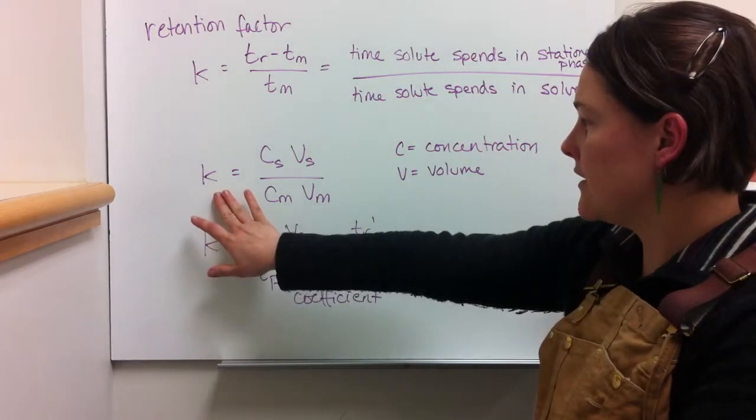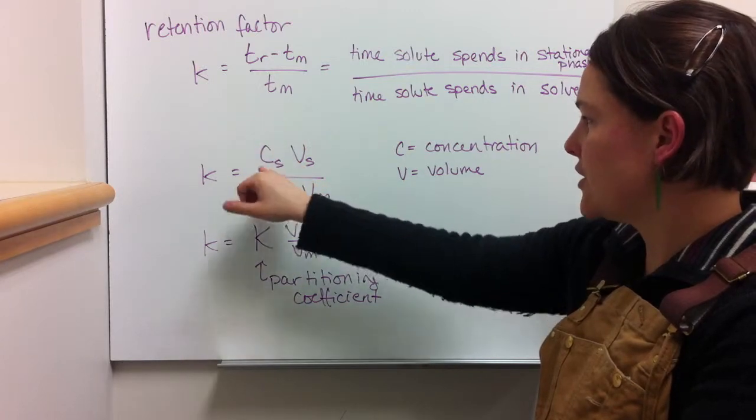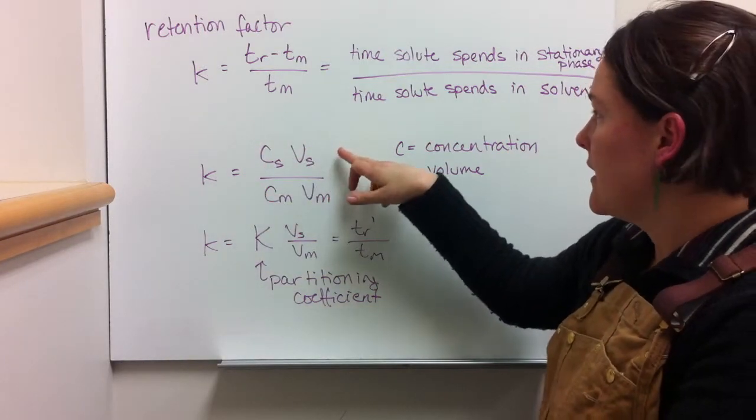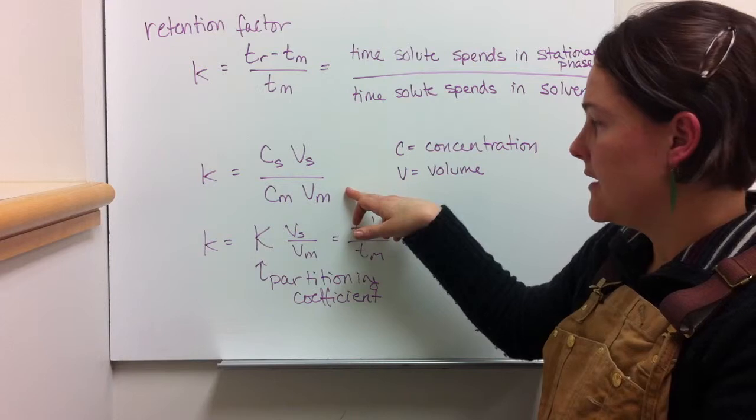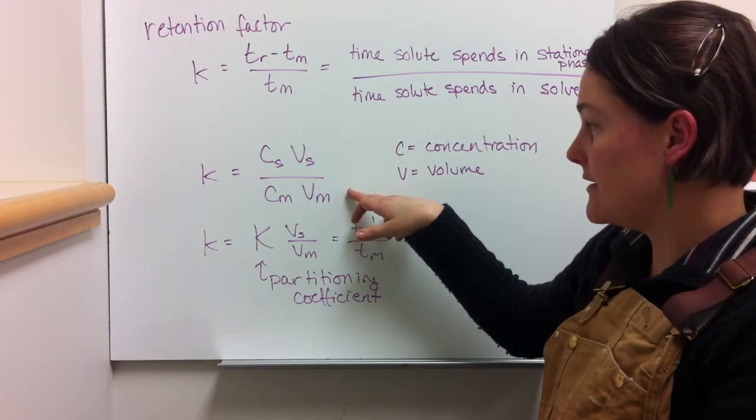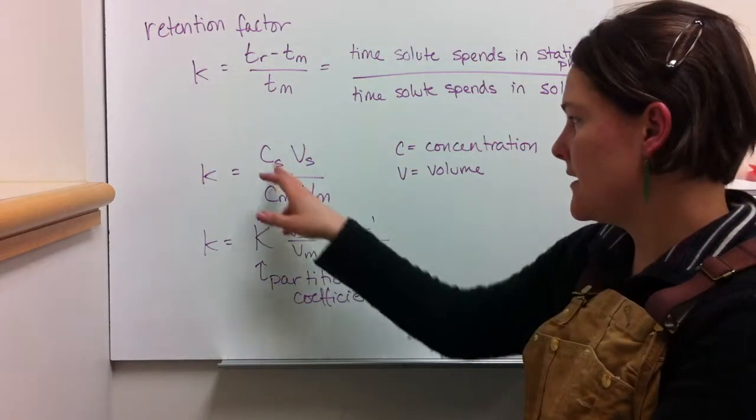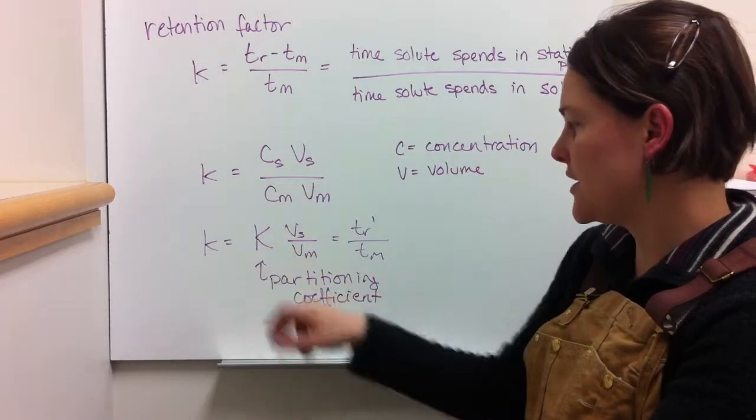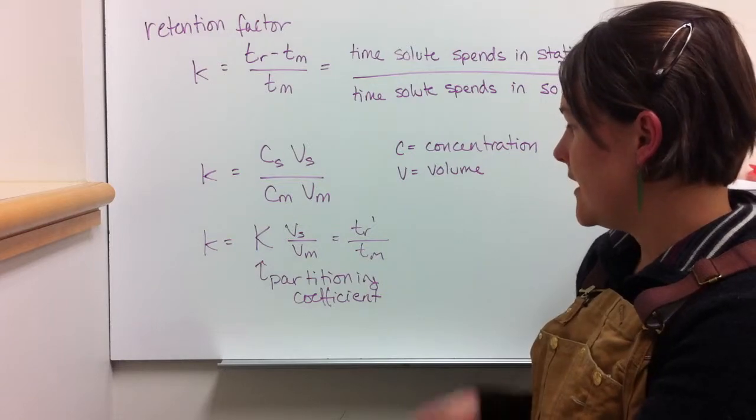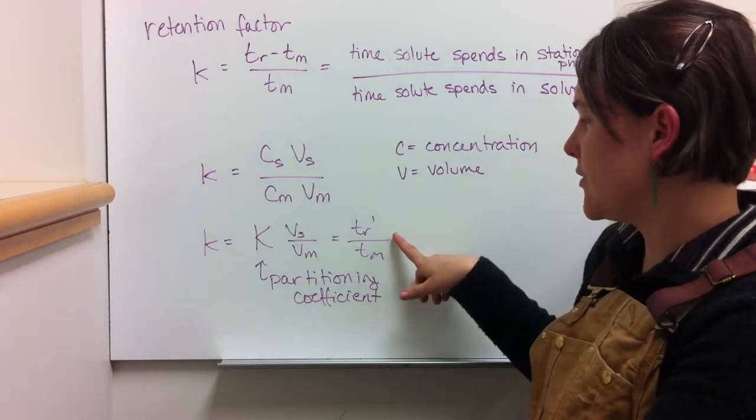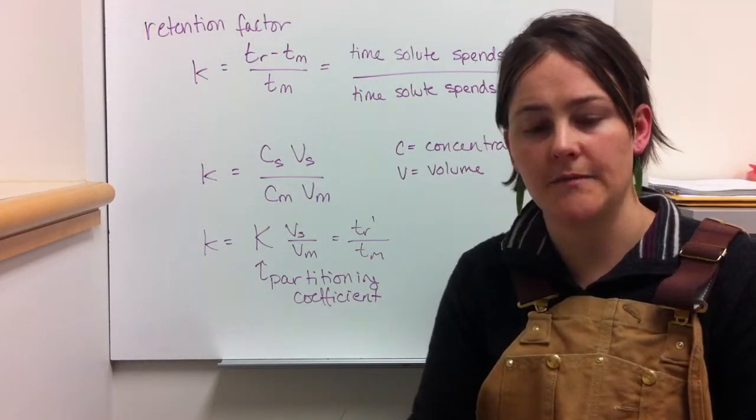So you can also write this as concentration times volume. So basically moles of solute that's in the stationary phase versus the moles that are in the mobile phase. So that's the concentration times the volume. And you can work this out so that basically these two concentrations are essentially the partitioning coefficient that we talked about earlier as far as the solvent extraction, times the volume ratios, which is also equal to T sub r prime divided by T sub M.